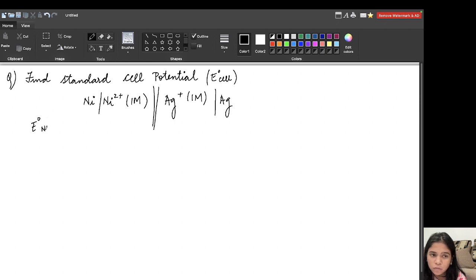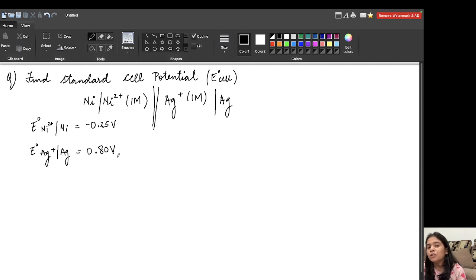So E naught of Ni2 plus and Ni is equal to minus 0.25 volt. And the second one, E naught of Ag plus and Ag is 0.80 volt. So this is your question. What we need to find? We need to find the standard cell potential.